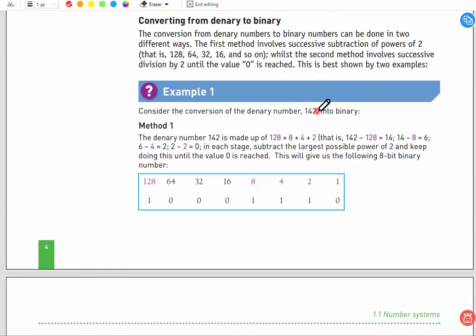142 is our number. So first of all, what will be the highest number? We are using 8 bits for it. So 128 will be 1 automatically. Now, you can recognize it. What will be the next value? So then 14, we will have 8, 4, 2, 1, 1, 1. So here it is. If we add this, we will get 142.